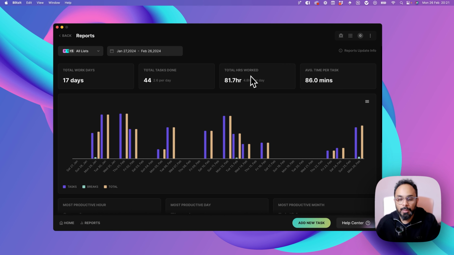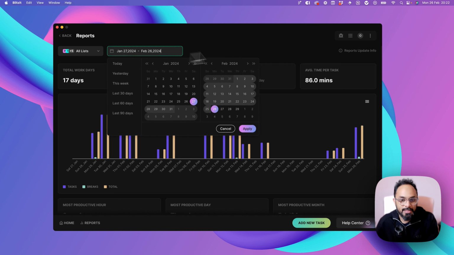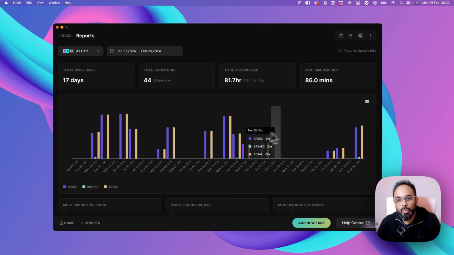Next, we've got total hours worked. Total hours worked is exactly what it says: across the entire time period, how many hours did you work in total? And again, the average of that will be dividing the 81 hours by 17 total work days, which will give you 4.8 hours per day, or to be more specific, per work day across the time period is your average.